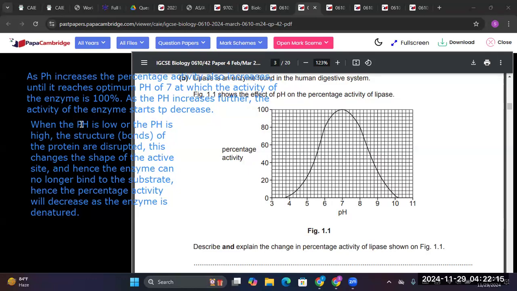Now this is true whether the pH is low or whether the pH is high. In both cases, the bonds of the protein are disrupted. Since the bonds are disrupted, this changes the shape of the active site, so the enzyme can no longer bind to the substrate well. So the percentage activity decreases because the enzymes are denatured. It is important that you include these points.